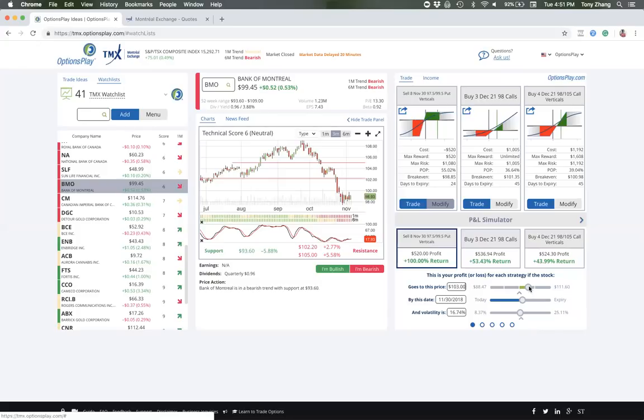But that's where you have to ask yourself, how bullish am I on BMO? Do I think it's going to go to 103? Do I think it's going to go to 104, maybe even 105? Because if you do think that it can make a big move, and there's no reason that you can't think that.